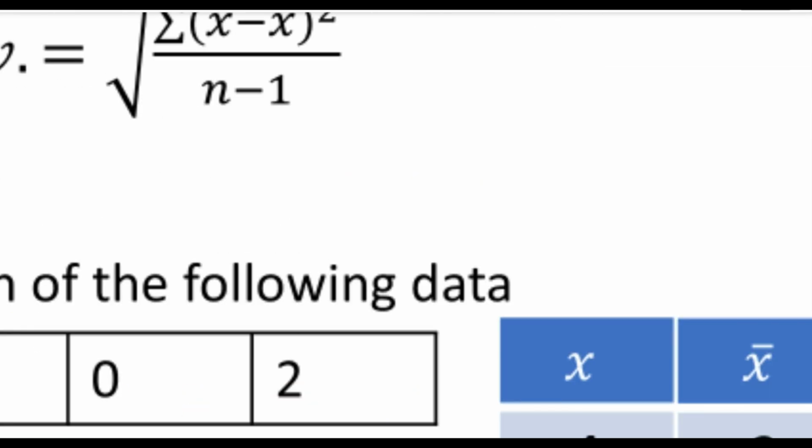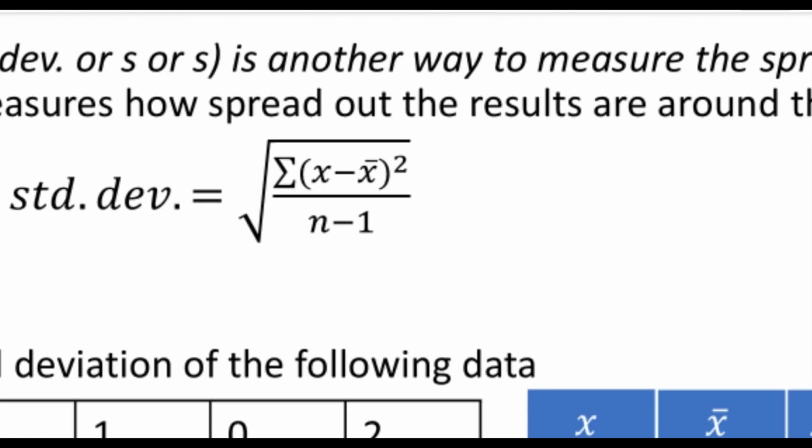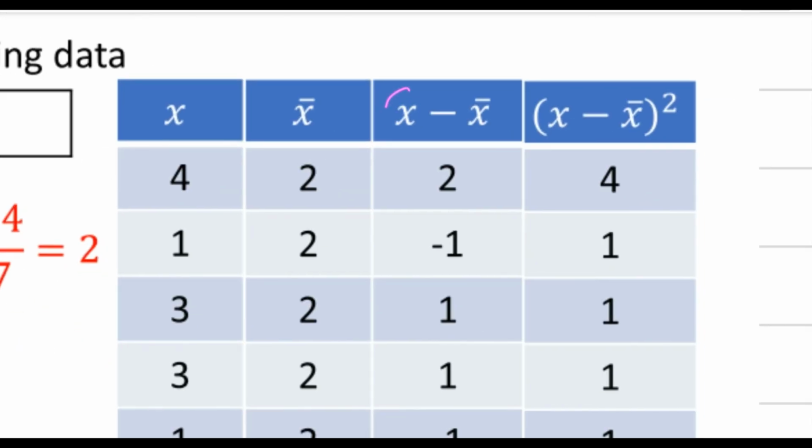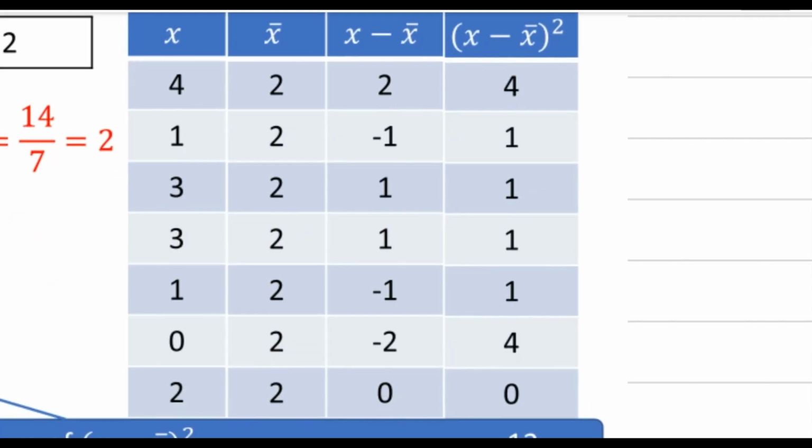X take away X bar, this one. X bar is the mean, and X is the data. You take away the mean. So 4 take away 2 is 2, 1 take away 2 is minus 1, and so on. You write this column here.